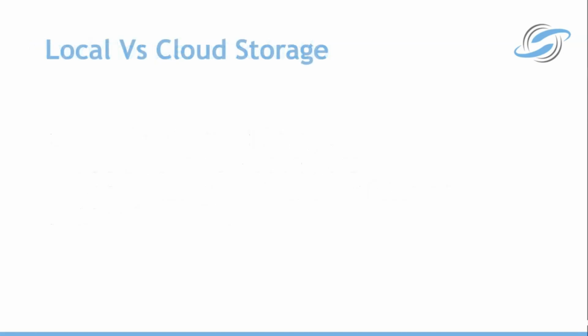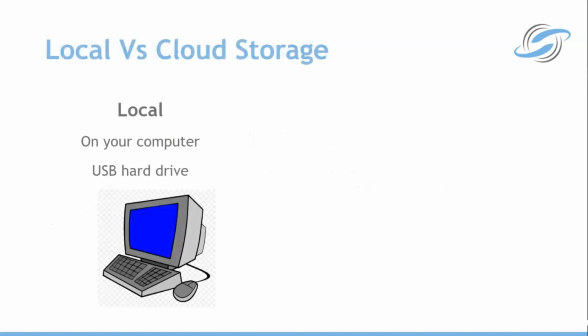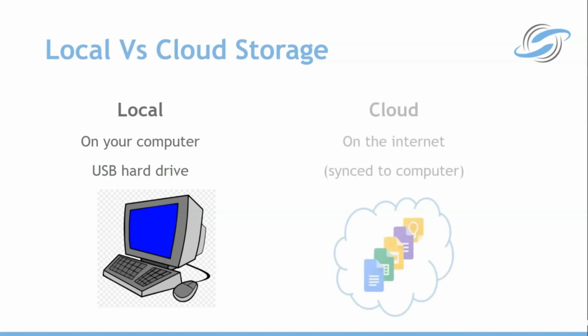So first of all, local versus cloud storage. Local storage simply means it's on your computer or on a USB stick or an external hard drive. It's basically something that's in your house or in your office. It's on a physical device. And if that device was to get lost or stolen or broken, you would then in fact lose your data.